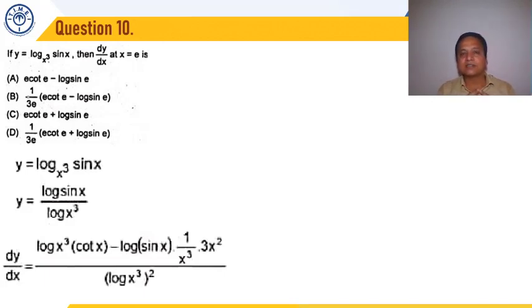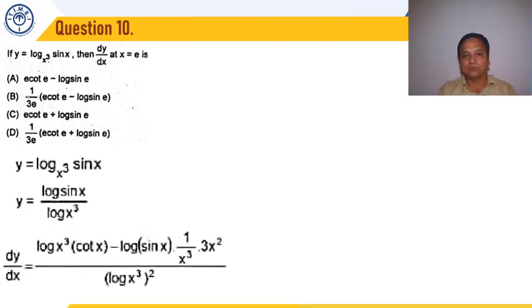What does the quotient rule say? Denominator multiplied by differentiation of numerator minus numerator multiplied by differentiation of denominator, upon denominator whole square. So either we simplify this expression or directly apply the quotient rule. Let's apply the quotient rule.